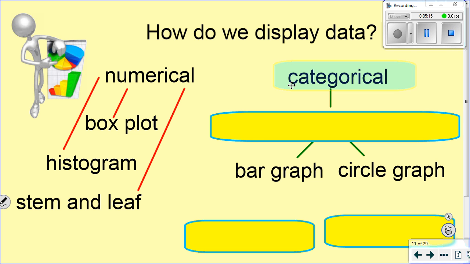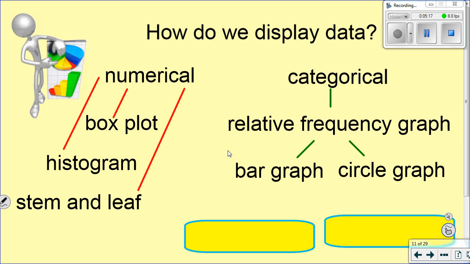How do we display categorical data then? We use this thing called a relative frequency graph, and that can come in two forms. We have a bar graph and a circle graph. So the two types of relative frequency graphs that we're going to be looking at, again, are bar graphs and circle graphs. Those are for categories again.